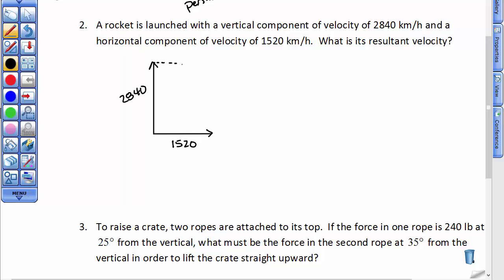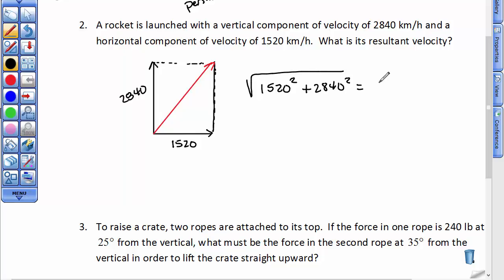So remember, by a parallelogram, or, you know, I could have put the tail, this 2840 over here, of course, but by that parallelogram, the resultant is from where their tails are together to the opposite corner. And then, again, by the Pythagorean Theorem, I'll take the 1520 squared plus the 2840 squared and take the square root. And when you do that, you should get 3,221.2. Now the units for this are kilometers per hour. It's the speed of the rocket.